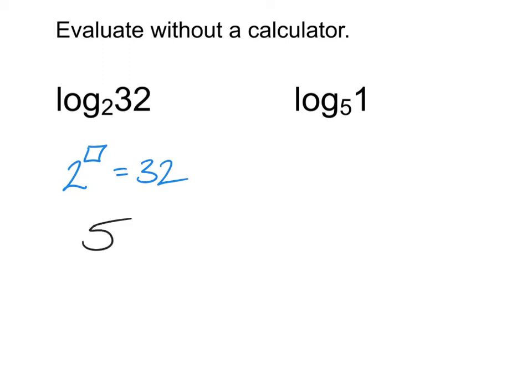And then we do the same thing for the other one. This log base 5 of 1 really means 5 to the power of what equals 1. Anything to the power of 0 equals 1. And so that one is going to be 0. So just remember what these logarithms really mean, where they're saying what's the exponent.